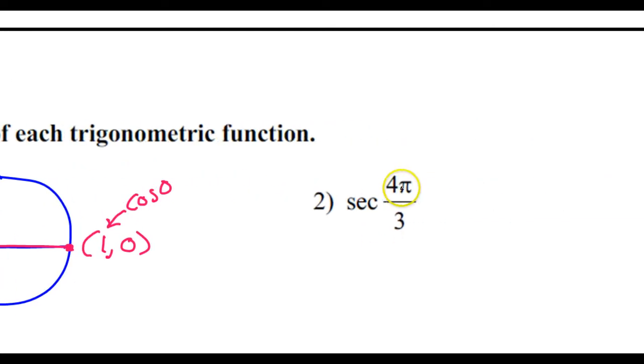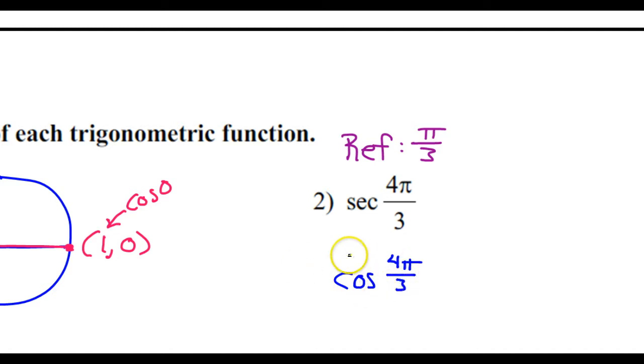Okay, what about the secant of 4 pi over 3? First of all, let's talk reference angles. When it's a special angle like this, the reference angle is just going to be pi over the denominator. So I know the reference angle is going to be pi over 3. Remember that secant is the reciprocal of the cosine function. So let's just find the cosine of 4 pi over 3, and then whatever we get, we'll take the reciprocal of it.